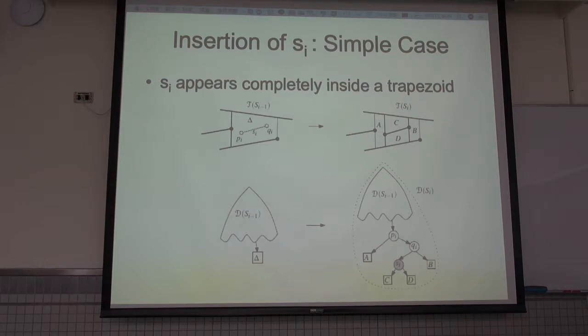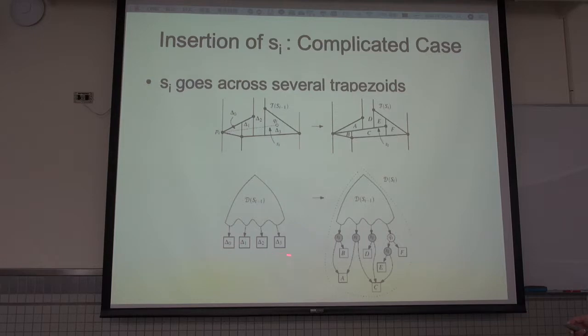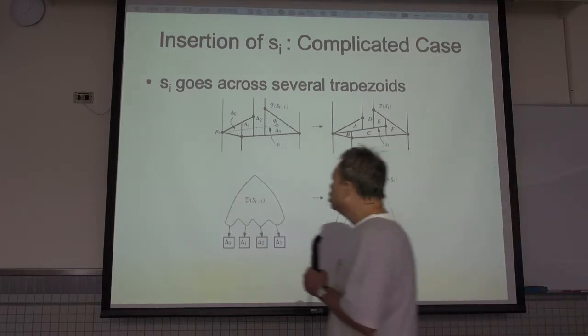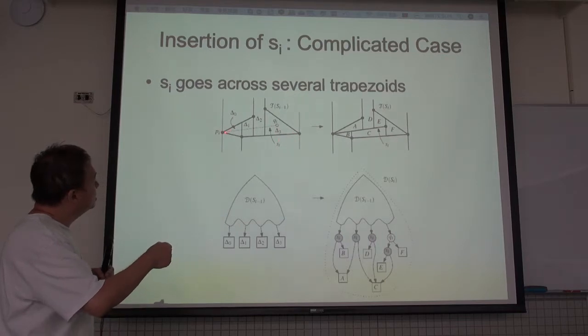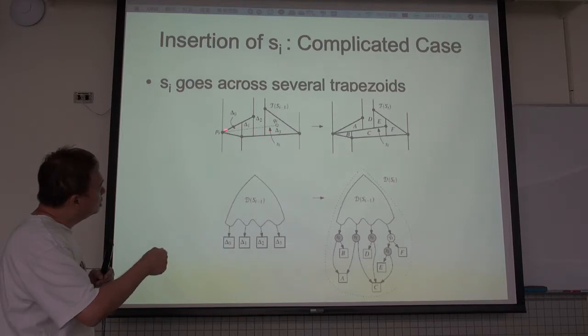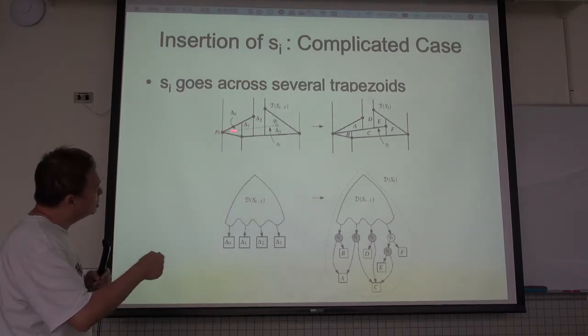Okay, so let's consider a more difficult case, something like this one. This is already complicated enough, right? Assuming you are adding this SI, this dotted line segment, to your search structure.